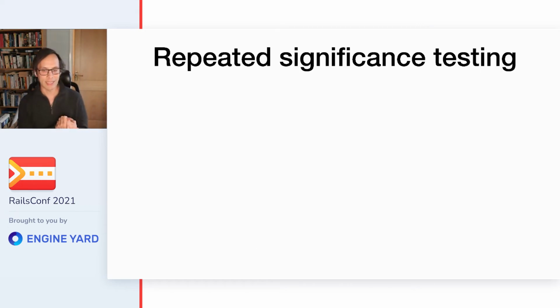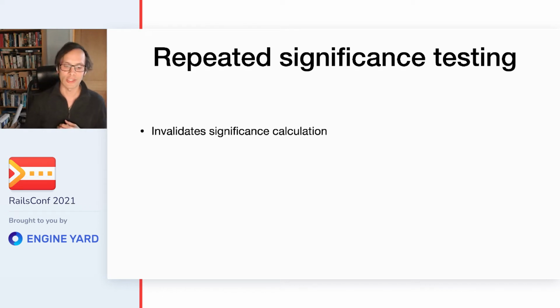Repeated significance testing. This is an anti-pattern. Something that's very tempting to do is to say, well, we know how to do significance calculations, so every day we'll look at the results of the test. If the results are not significant, we keep running, and if the results are significant, then we stop the test. The problem with this is that it invalidates your significance calculation.